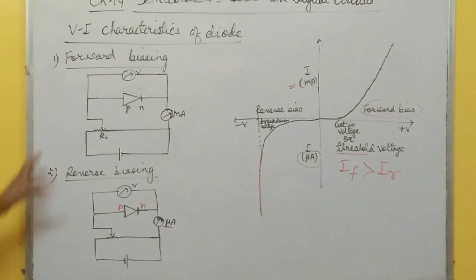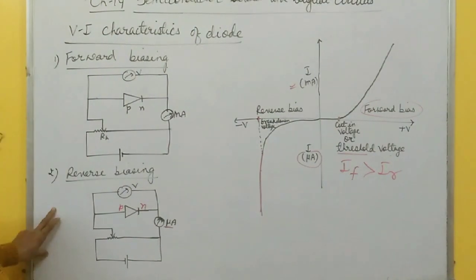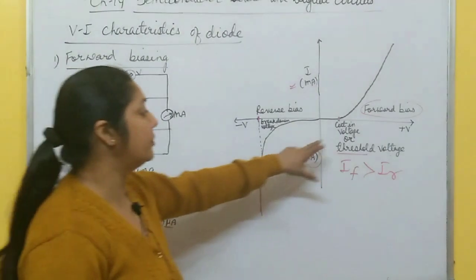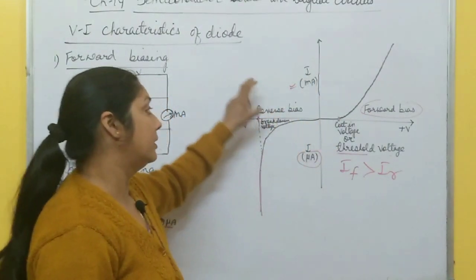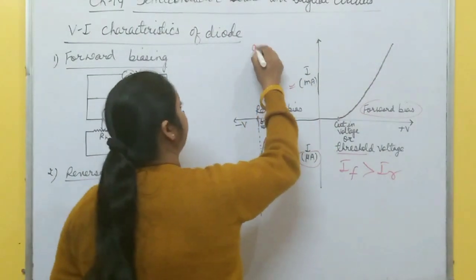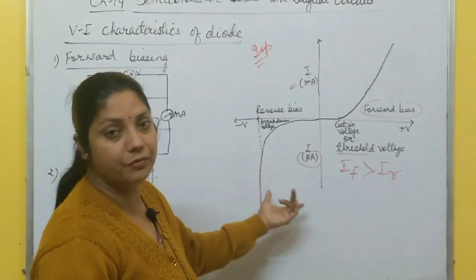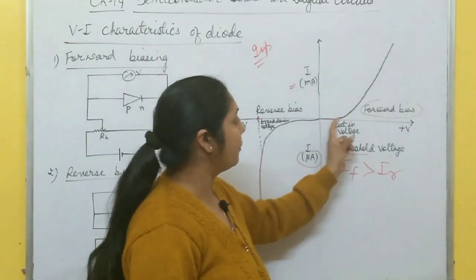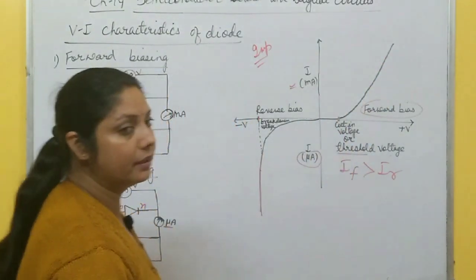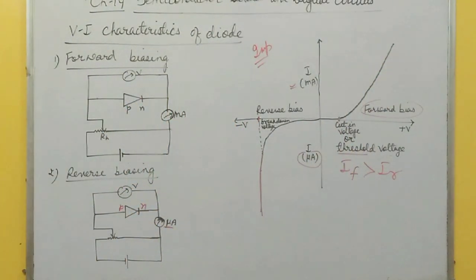You must know what is forward biasing, what is reverse biasing. You know how to draw this graph. This graph is also very important. It may come in 1 or 2 mark questions. For long questions also, draw VI characteristics of diode. So in forward biasing, draw like this one. In reverse biasing, draw like this one. Okay. So please take a screenshot of this one.